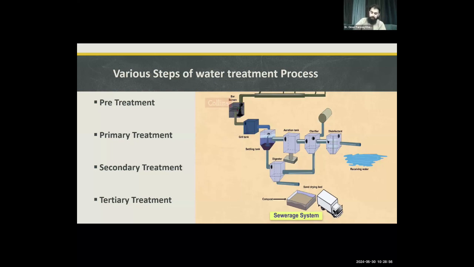So first of all, whenever sewage or wastewater comes into a water treatment facility, it goes into the pre-treatment area, then to the primary treatment area, then to the secondary treatment area, then to the tertiary treatment area. What is pre-treatment? The pre-treatment area has bars installed.